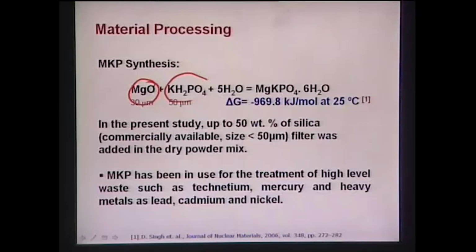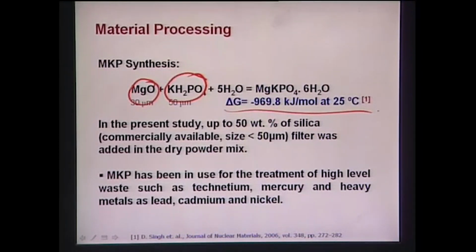You start with the precursor powders, magnesium oxide and KH2PO4, which are mixed together in an aqueous solution, and then you get magnesium potassium phosphate, a hydrated magnesium potassium phosphate material. Now, the delta G value here is largely negative, almost minus 970 kilojoule per mole at 25 degrees Celsius. If the delta G value is negative, that means this reaction is thermodynamically feasible, right? And this is number one point.